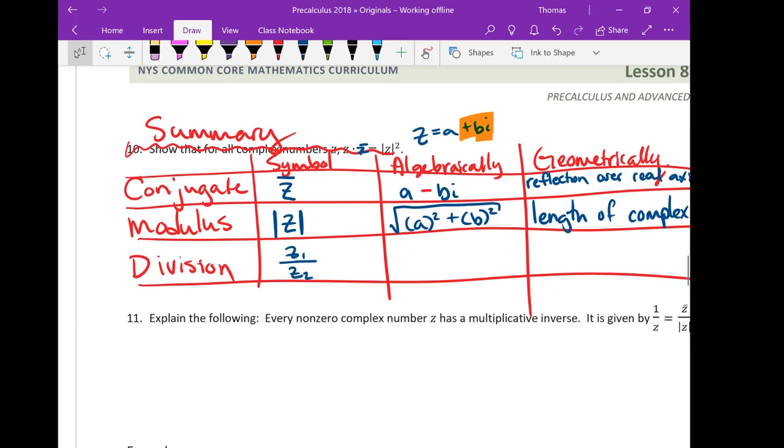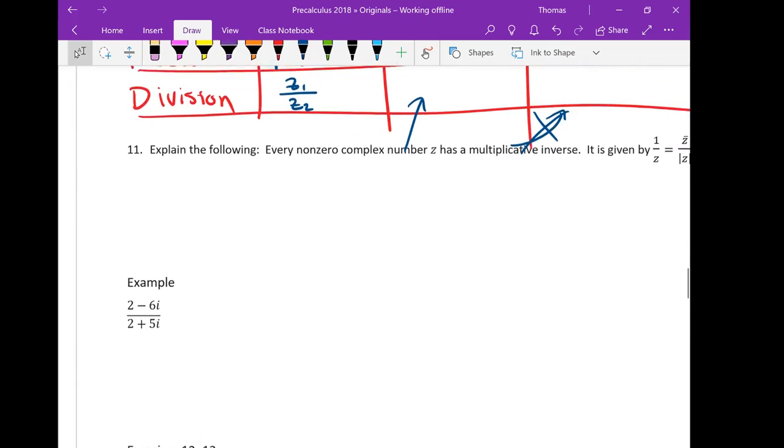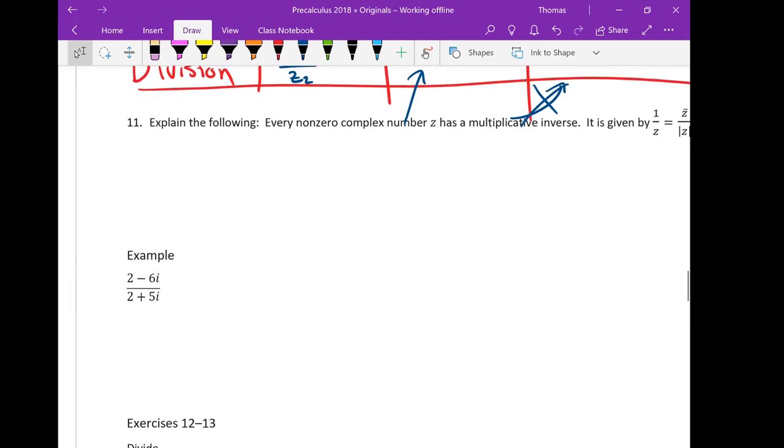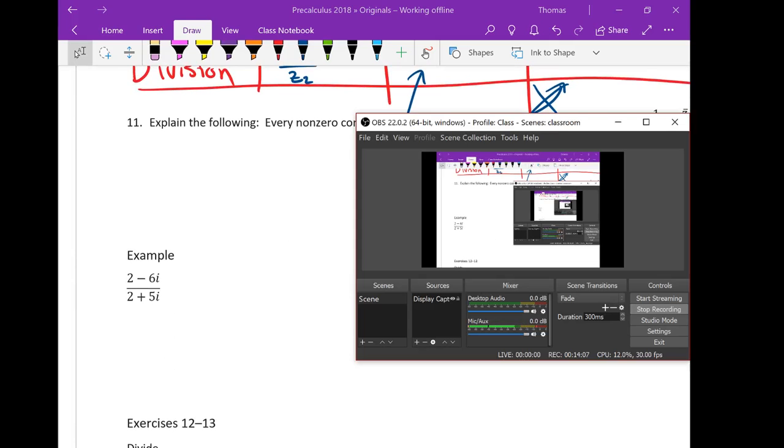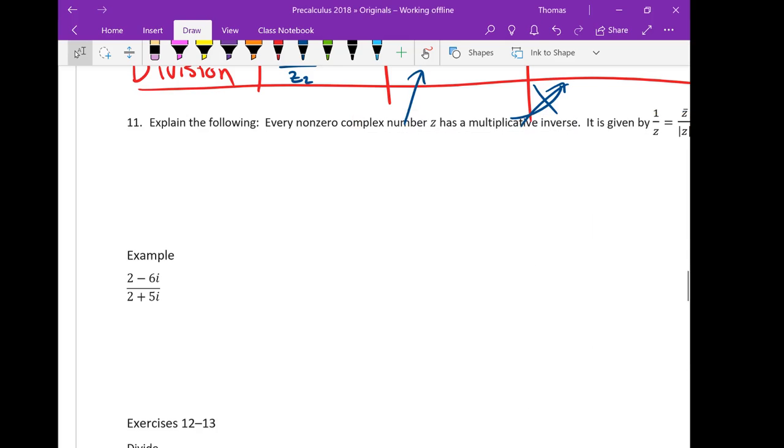Now we're going to fill in these next two blanks in a little bit. Actually, we're going to be able to fill in the algebraic blank tonight. We're going to figure out how to divide algebraically, but it won't be for a while. Not till the end of the unit will we get to what it means geometrically. We're going to move on to that in lesson 9. All right, so our next question is a division problem, and this is the first time we've seen a division problem like this.